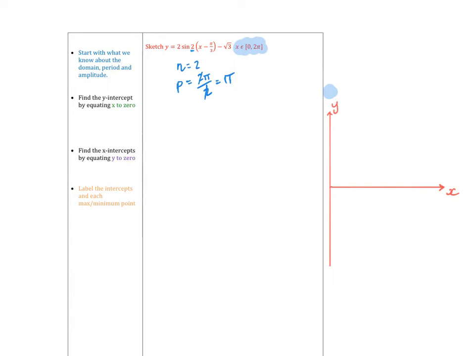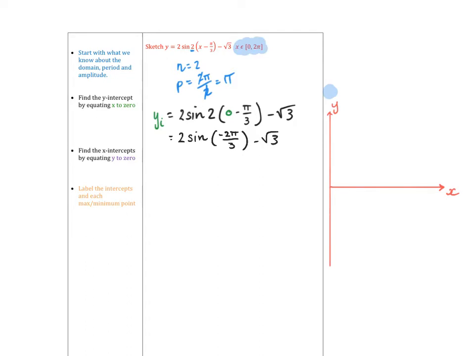First thing we might start with is the y-intercept. We can do this by letting x equal 0. So I know here that my y-intercept, just call it yi, is equal to 2 sine of, I know that x is 0, negative pi on 3, minus root 3. Now, if we expand these brackets out, that's 2 sine of negative 2 pi on 3, minus root 3.